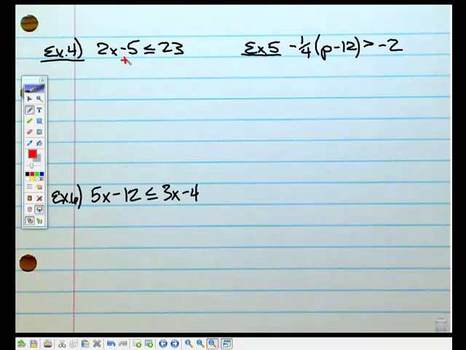To solve this one, we should add 5 to both sides. If we add 5 to both sides, we're going to get 2x is less than or equal to 28. We're going to divide by 2. Divide by 2, we're going to get that x is less than or equal to 14.